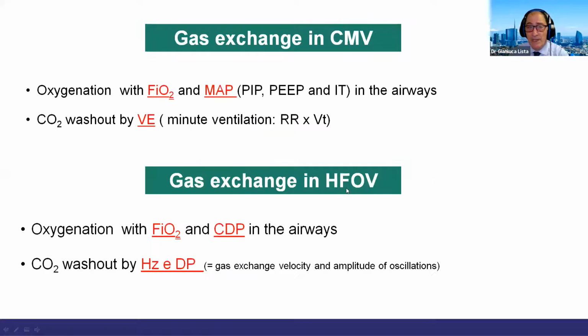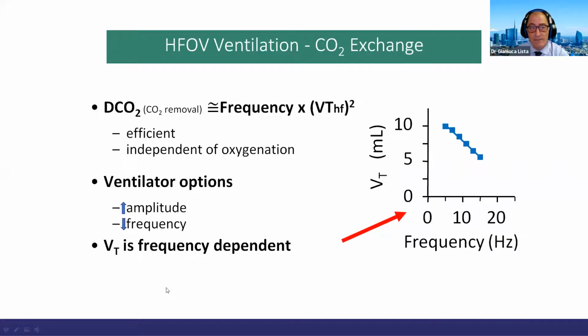For gas exchange in conventional mechanical ventilation, the oxygenation is regulated by the FiO2 and mean airway pressure, and the CO2 washout is regulated by the minute ventilation, that is the product of the respiratory rate and the tidal volume. Gas exchange in HFOV: oxygenation is regulated by the FiO2 and the continuous distending pressure, and the CO2 washout is regulated by hertz and delta pressure.